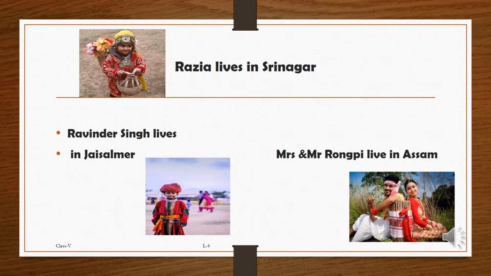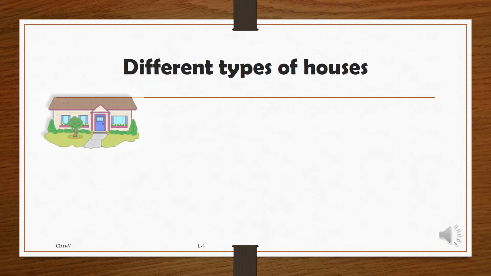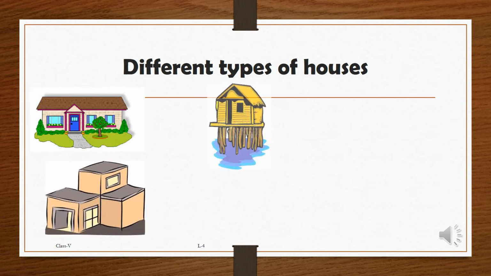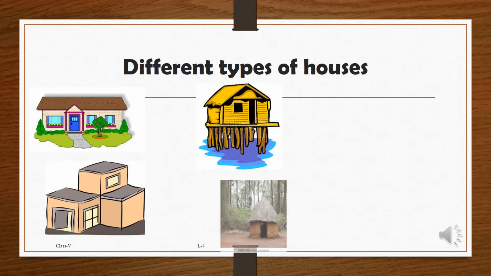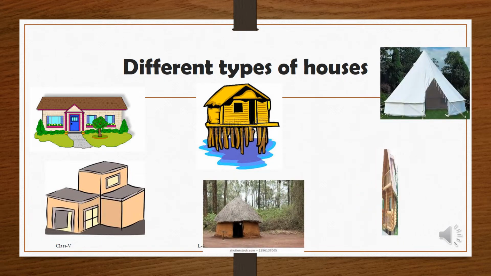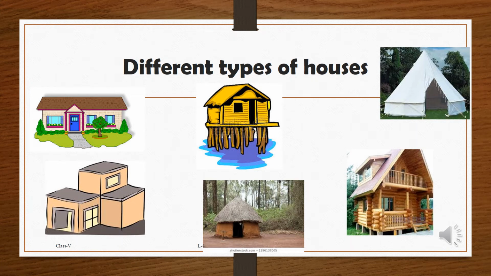Pretty girl Razia lives in Srinagar. Ravindra Singh lives in Jaisalmer. Mrs. and Mr. Rongpe live in Assam. Do you think all of them live in the same type of a house? All of them live in different types of houses.